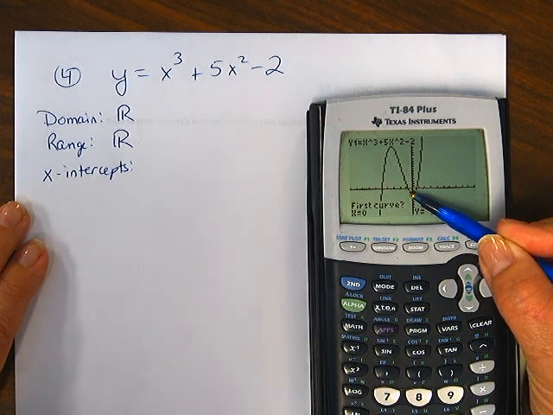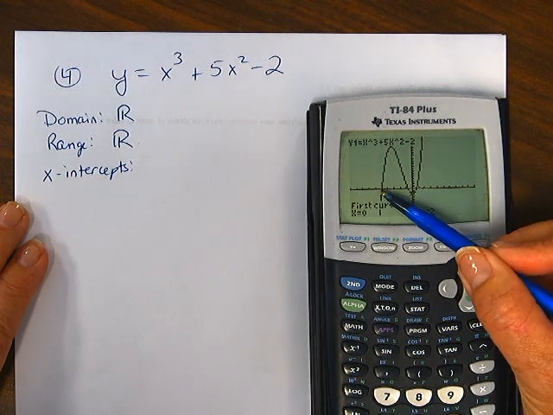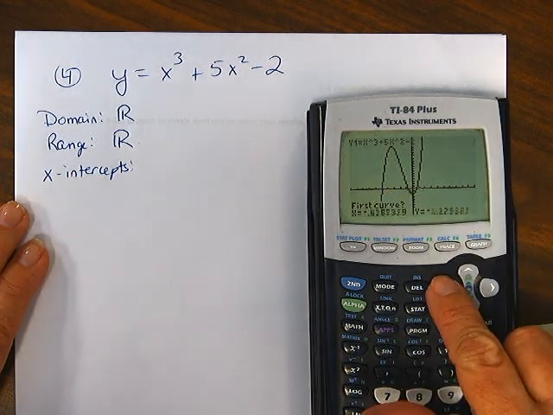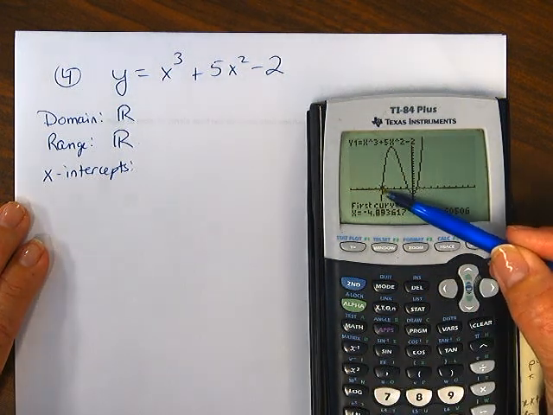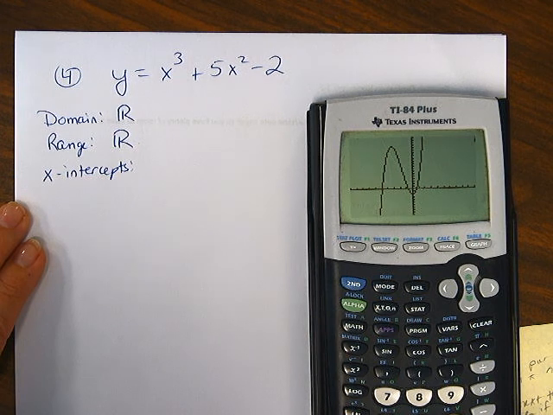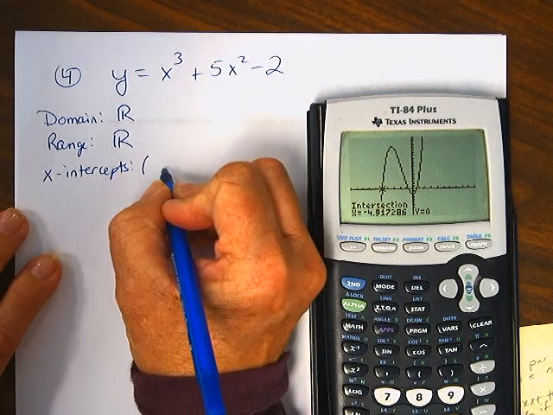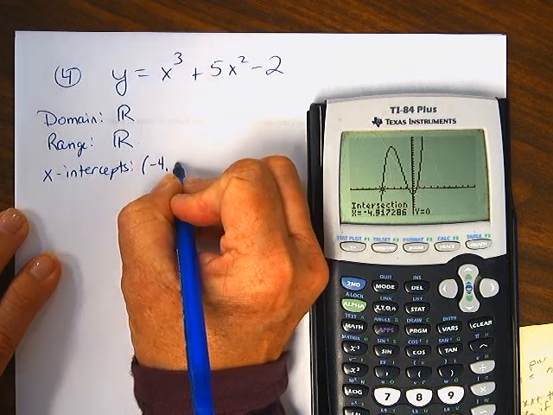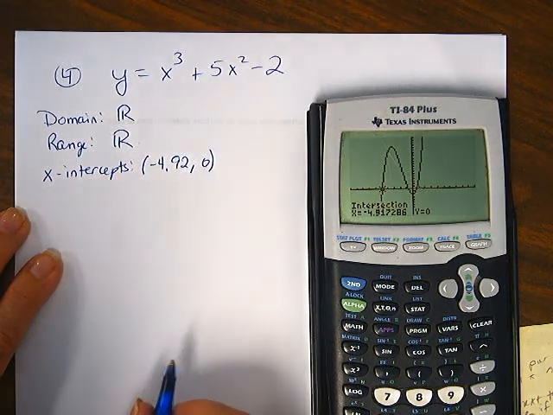Here's where my cursor is. I like to go in order to make sure I find all of them. So I'm going to move my cursor all the way over to the left using that left arrow. Up and over that maximum. Back down. And so now I'm close to this intersection. And I'm going to press enter 3 times once I have it in the correct spot. 1, 2, 3. And it gives us our x-intercept is at negative 4.92 and y is 0.